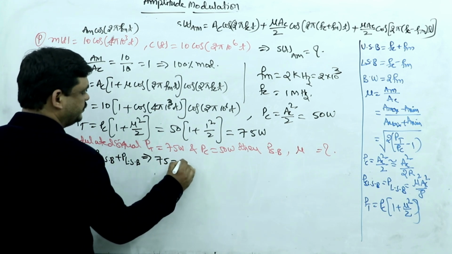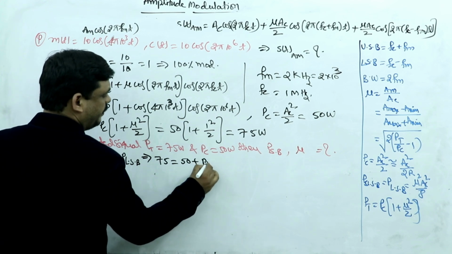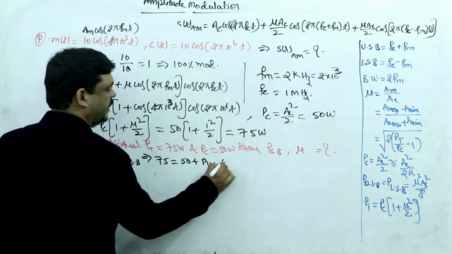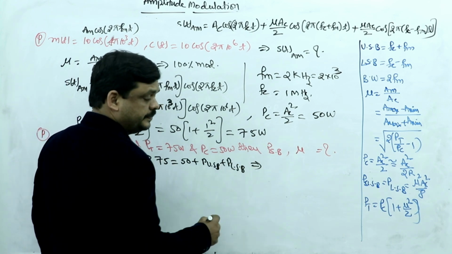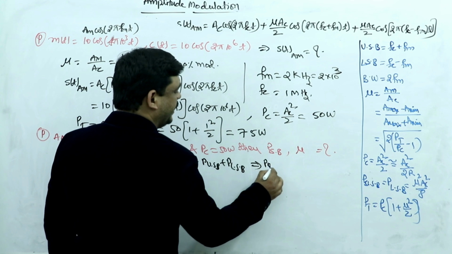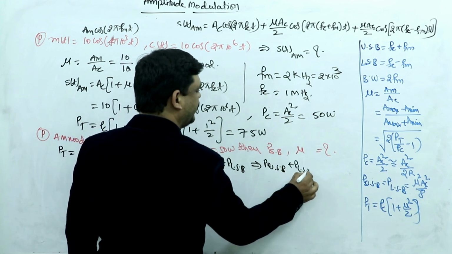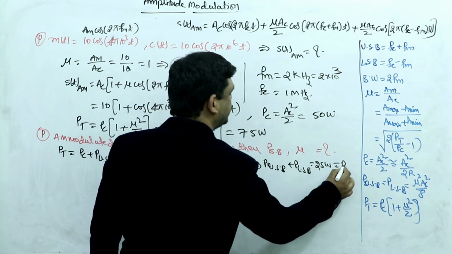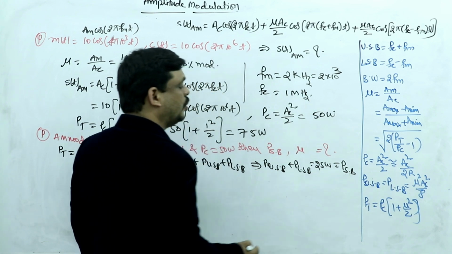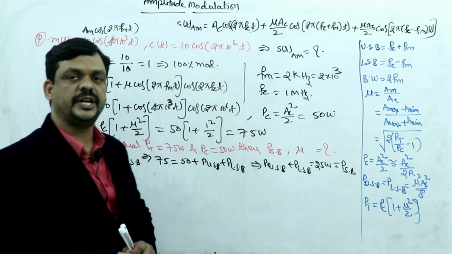75 is equal to 50 plus upper sideband plus lower sideband. Then upper sideband plus lower sideband power is how much here? 25 watts. So this is the sideband power. The total sideband power is how much here? 25 watts. And we have to find out the modulation index.